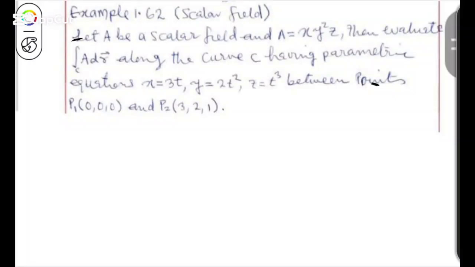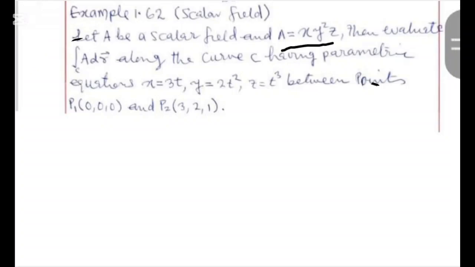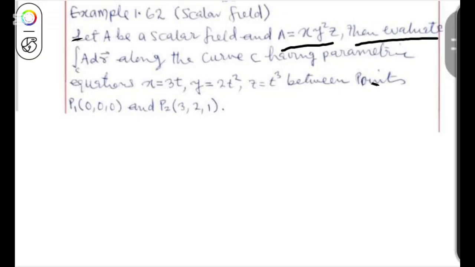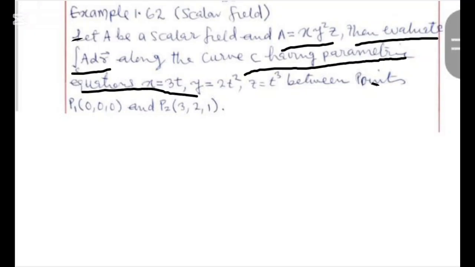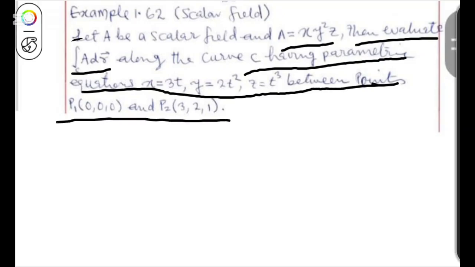In this video, we are going to see one of the examples of line integrals, which is the scalar field example. In the last video, we introduced the line integrals and gave one vector example. So we are going through this question. Let's say B is a scalar field and A is this, then evaluate the integral along the curve having the parametric equations between the points P1 and P2.